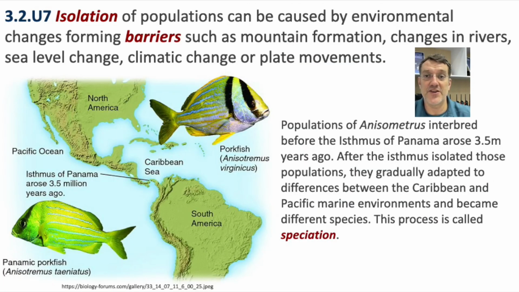Generally speaking, speciation is driven by isolation. You will have a population of organisms that can go back and forth between two bodies of water, for example, when sea levels were higher.